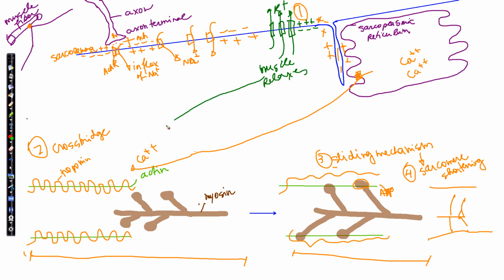Why? What is going to happen here when muscle relaxes? There's no more calcium. Calcium returns to the sarcoplasmic reticulum, and troponin goes back to protecting actin, so myosin cannot bind to it. I hope this mechanism is clear. Let me know if you have any questions.